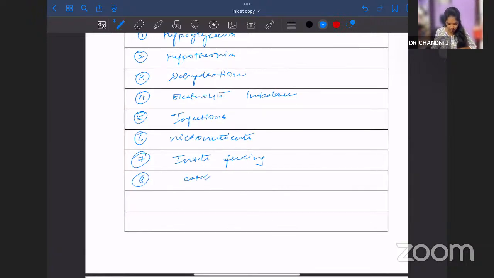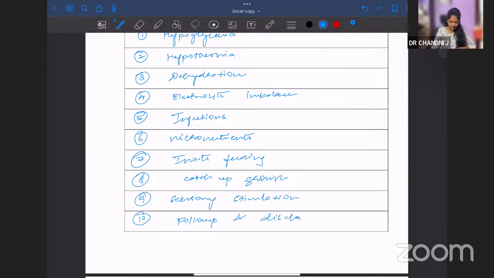So after starting feeding, you will see whether there is any catch-up growth. Then you will give them sensory stimulation. And after doing all this, you will prepare them for follow-up. You will prepare them for follow-up and discharge.